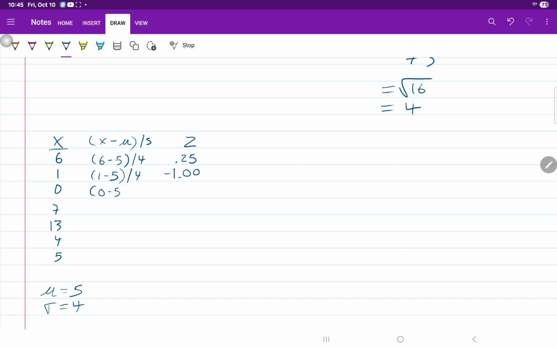0 minus 5 over 4. 0 minus 5 is negative 5 divided by 4 is going to be negative 1.25. Okay, 7 minus 5 is 2 divided by 2 is positive 0.5. And the next one is 13. 13 minus 5 is 8. Divide that by 4, and we get a value of 2.